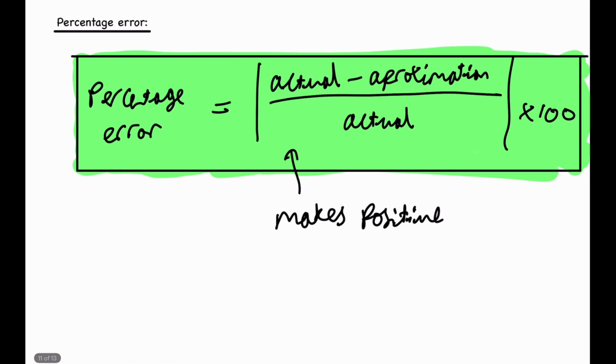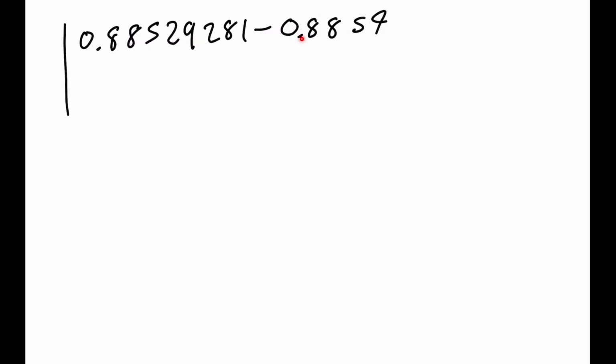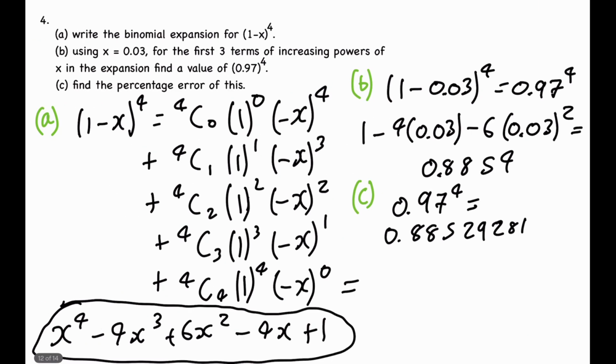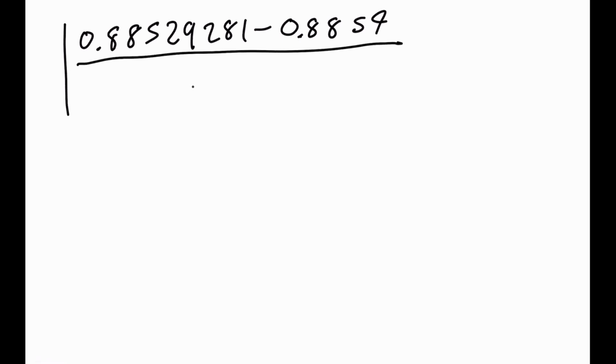Now for part C, they're asking to find the percentage error of this. Look at the formula, so we know what our approximation is, we know we need to find our actual value. So what we will do is 0.97 to the power 4, which is equal to, and if we substitute this into the equation, this was our approximation, and this was our actual value, which was our 0.97 to the power 4. And then we'll do this over our actual value, which is the 0.97 to the power 4, which is the same as this value over here.